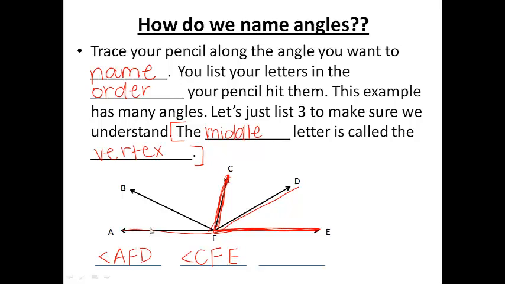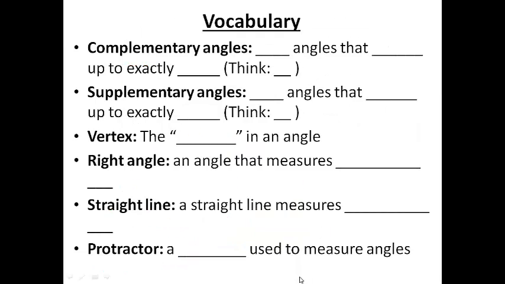All right, the last one we're going to do, let's see if you can name it by yourself. I'm going to start here, so I'm going to go here to here to here. Notice how every time I'm going through this middle angle right here. All right, so I have angle BFC. Good.